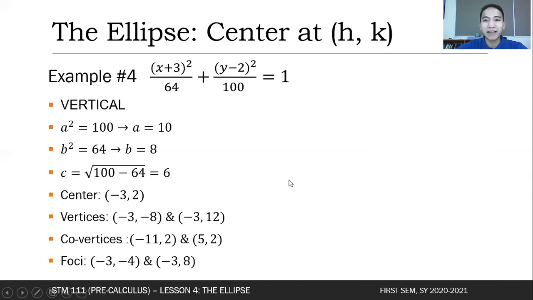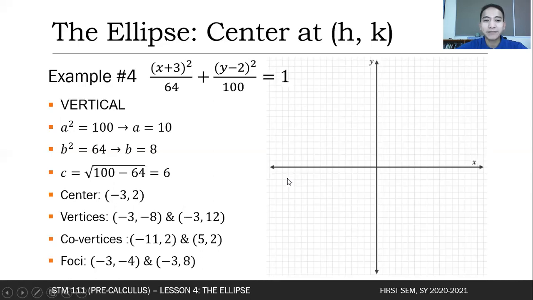Pwede na nating i-plot ang mga points na ito. So, the same Cartesian plane, interval by 1, ang ginagamit kong Cartesian plane dito. So, center at -3 and 2. I-plot po yan siya sa negative 3 and 2. And do not forget to label your points. Then the vertices, plot the vertices, negative 3 and negative 8 sa baba. Yan. And negative 3 and negative 12 sa taas.